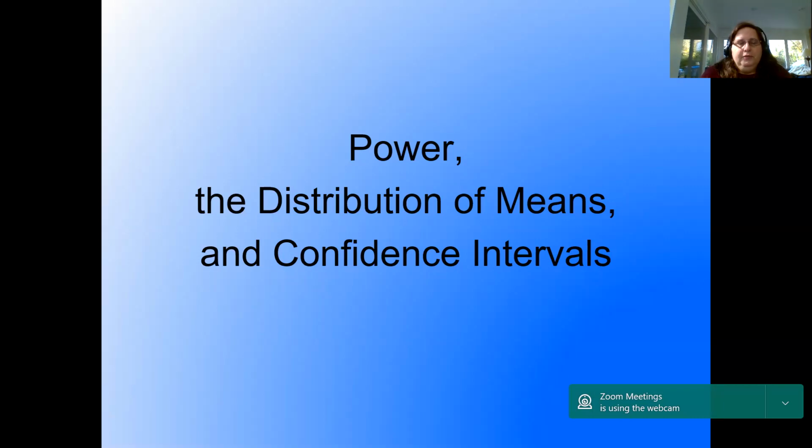Today, we'll be talking about a few different topics together. We'll be talking about power, the distribution of means, and confidence intervals. So we're continuing across the bridge from descriptive to inferential statistics. And the next couple of lectures, the bridge might get just a little bit rickety, but hang tight and we'll be safely across on the other side in no time.